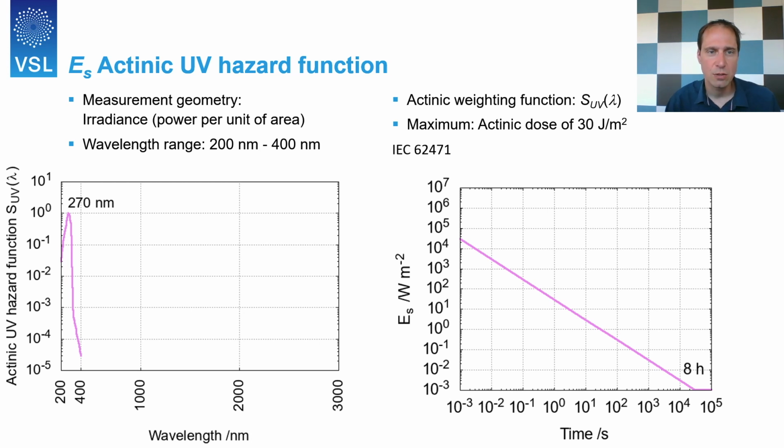To quantify the risk due to actinic UV, one needs to measure the spectral irradiance of a light source. Irradiance is usually expressed in power per unit of area. For actinic UV, the wavelength range is 200 to 400 nanometers. The actinic weighting function can be seen in the left-hand graph. Once the irradiance has been measured and weighted according to this function, one can calculate actinic doses. This dose is expressed in joule per square meter. In the graph at the right, you can see the maximum allowed irradiance as a function of time.